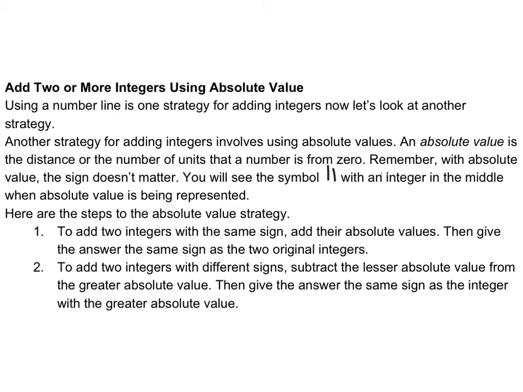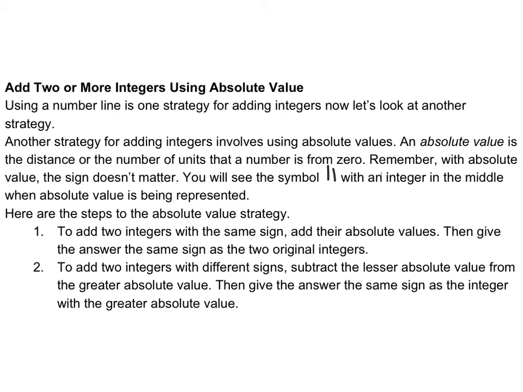Okay, so we're going to add two integers with the same sign, so if they're both positive or both negative, we're going to add their absolute values and then give the answer the same sign as the two original ones. So if they were both positive, we would add the absolute values and then our answer would be positive. If they were both negative, we would add their absolute values and then the answer would be negative.